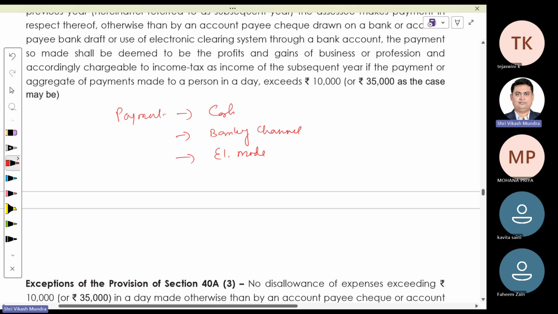Okay. Now, government wants to avoid payment in cash. They have this as a major hurdle, because if someone is making payment in cash, there is no trail. There is no audit trail. Agree or disagree? If I'm making payment through banking channel, through electronic mode, UPI, debit card or credit card, whatever be the mode, other than cash or bearer cheque, then there is an audit trail. There is an evidence of payment.